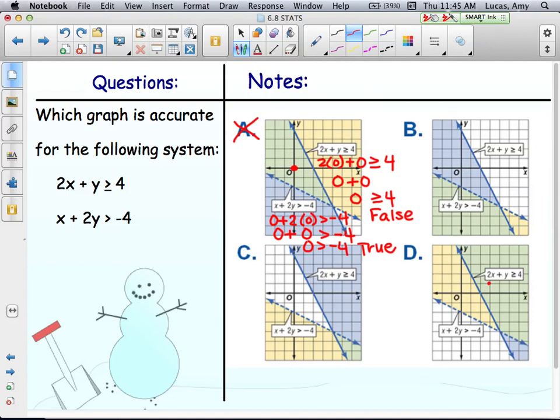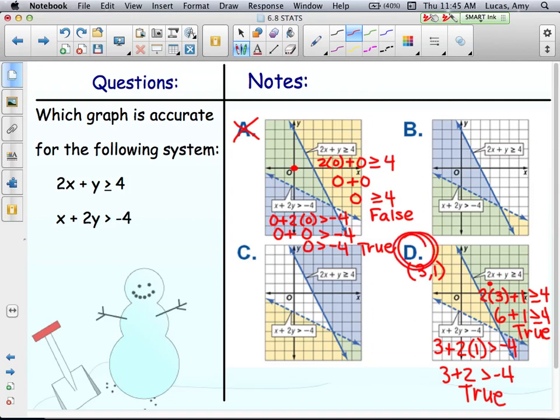How about 3, 1? 3, 1 is the new point that I'm going to use. So 3, 1, so that means x is 3 and y is 1. So 2 times 3 plus 1. So 6 plus 1 is greater than or equal to 4. That's true. 7 is greater than or equal to 4. And then in this one, if I put in my 3 and my 1, 3 plus 2 is greater than negative 4. Also true. So I have found my solution.